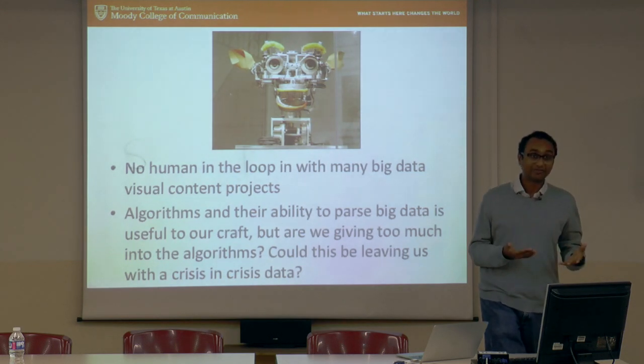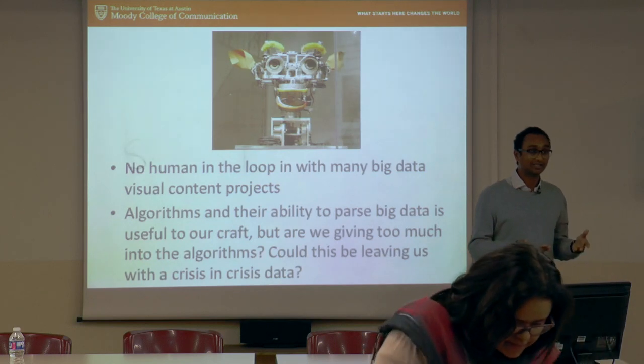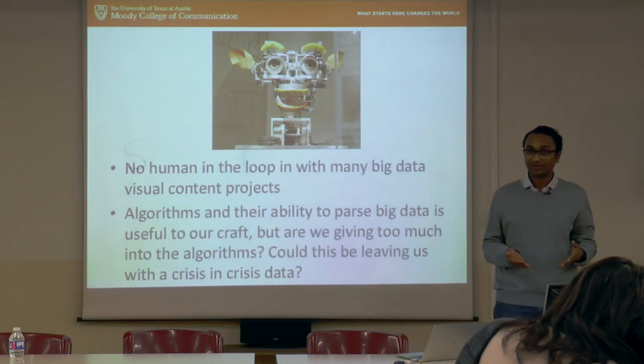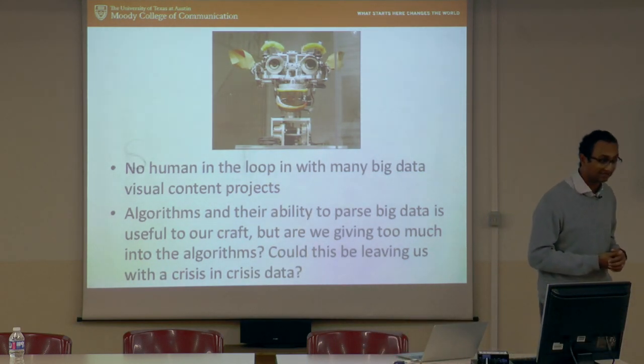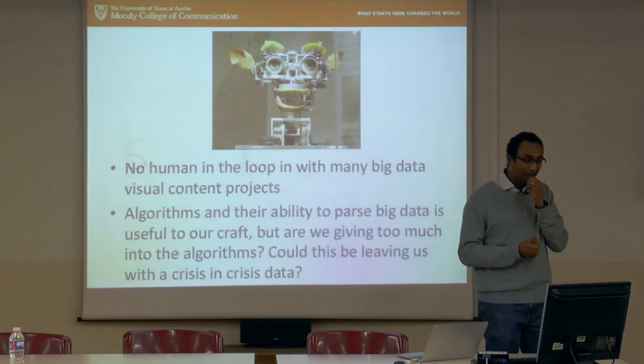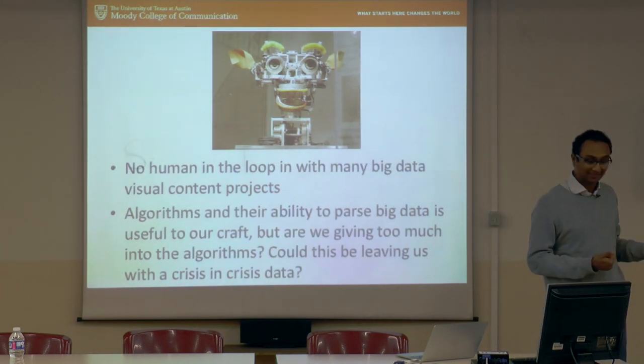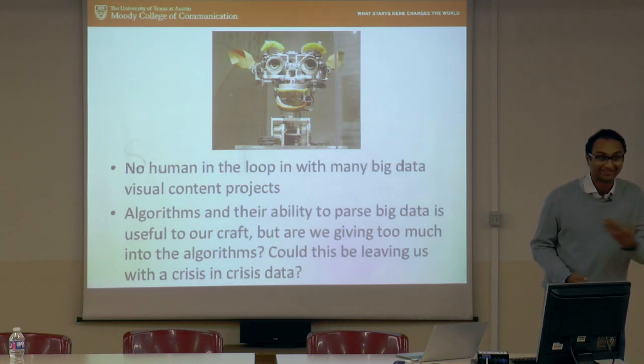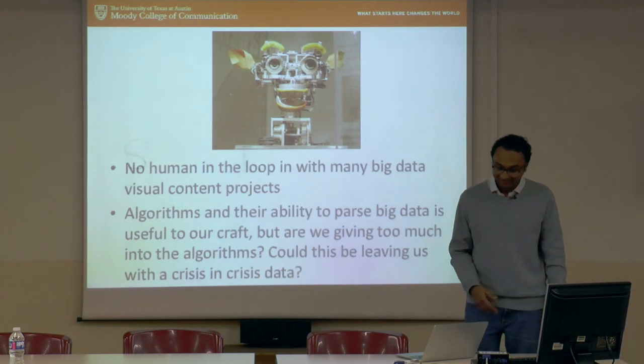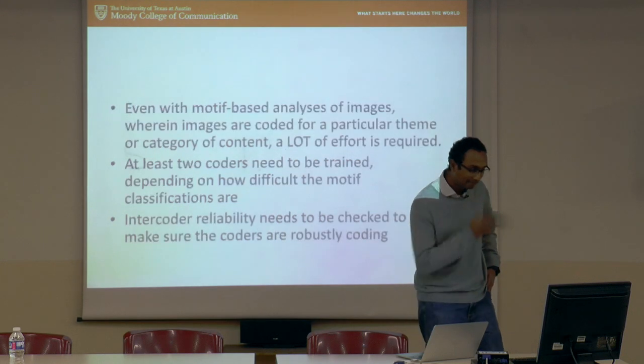My favorite use of Google Cloud Vision is its reading of text. It's phenomenally good at OCR, optical character recognition. But could this be leaving us with a crisis in crisis data, like data I'm getting from disasters? And I think this could be a problem.